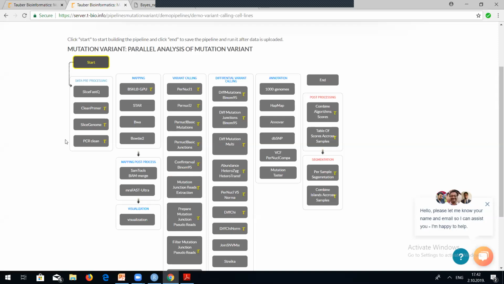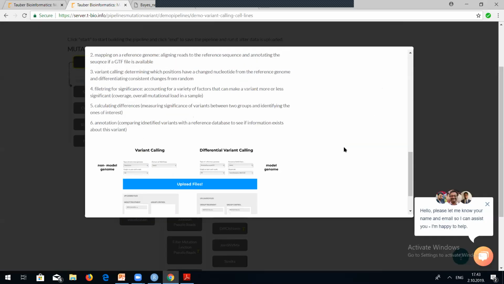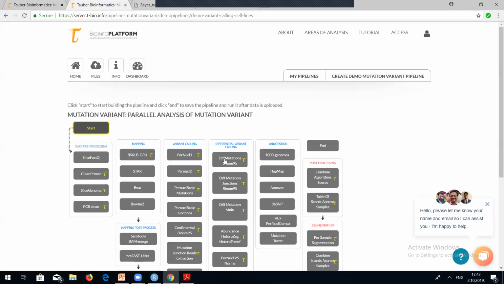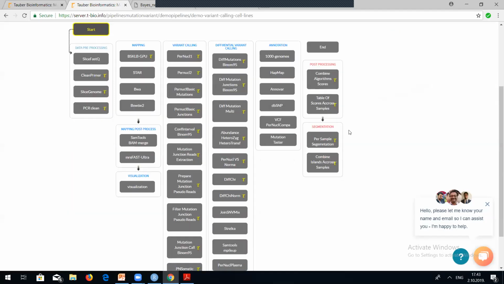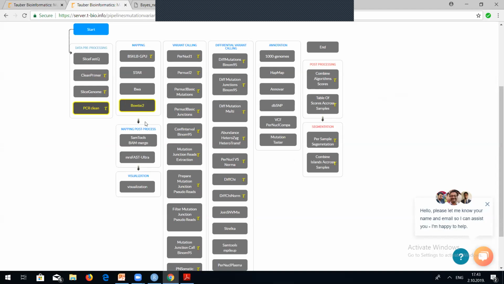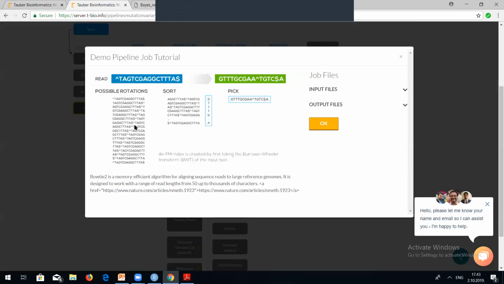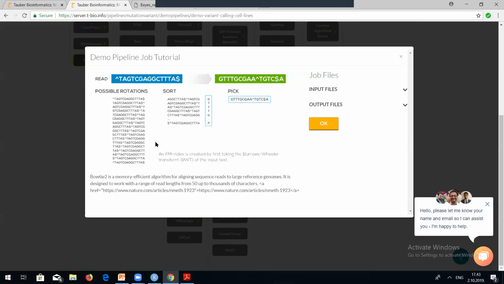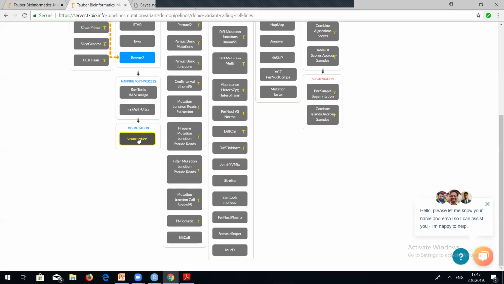For example, if I started this pipeline, just a second, you click OK, you have the option to do two. Let's, for example, just go directly to HISAT2, right? So this file is already PCR clean, so we don't need to do that. We just go to HISAT2. And this also explains to us what HISAT2 does, how it maps those reads on the transcriptome, and then we can go to visualization.